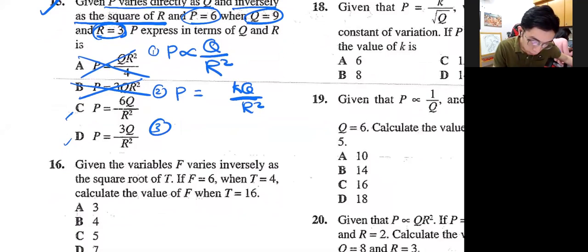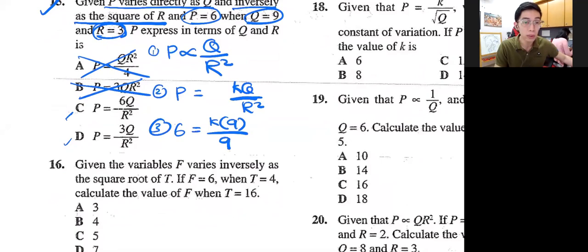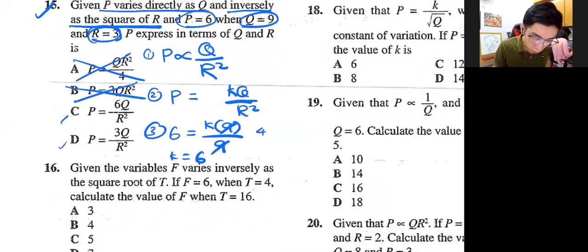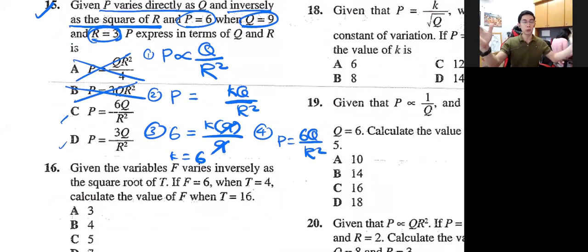So 6 equals K times Q, and then R square is 3 square, which is 9. I skipped the steps already. K equals 6. This is the K, the constant answer. So the formula is P equals 6Q over R square. The answers that you sent to me, everybody got the correct answer.